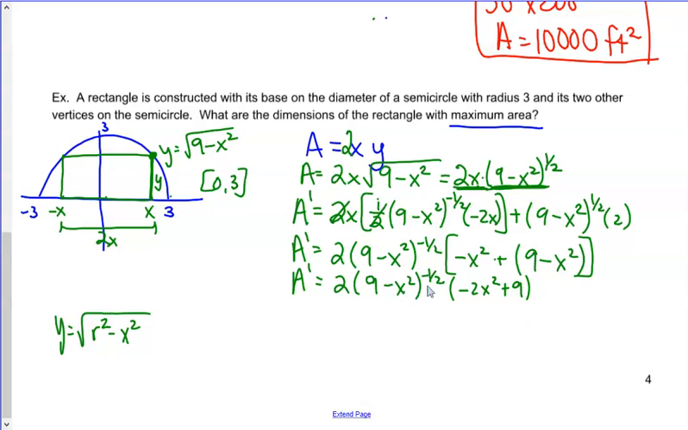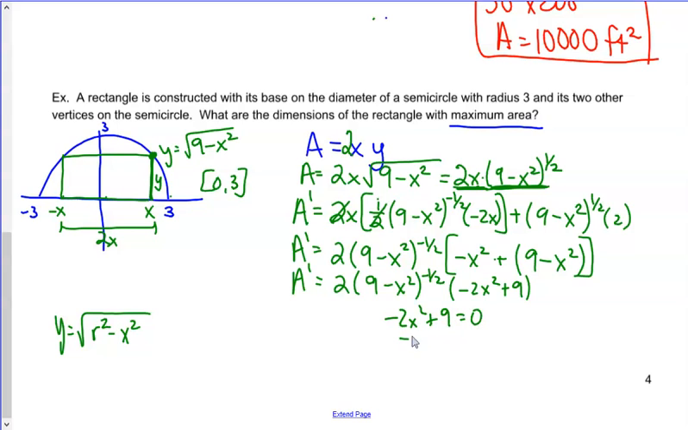Now, this isn't going to yield anything for us. That 9 minus x squared, well, actually it will yield the 3 and the negative 3, but the negative 3 is not going to be within our interval of interest. I need to determine where this is equal to 0. That's where my critical number is going to come from. So where is minus 2x squared plus 9 equals 0?